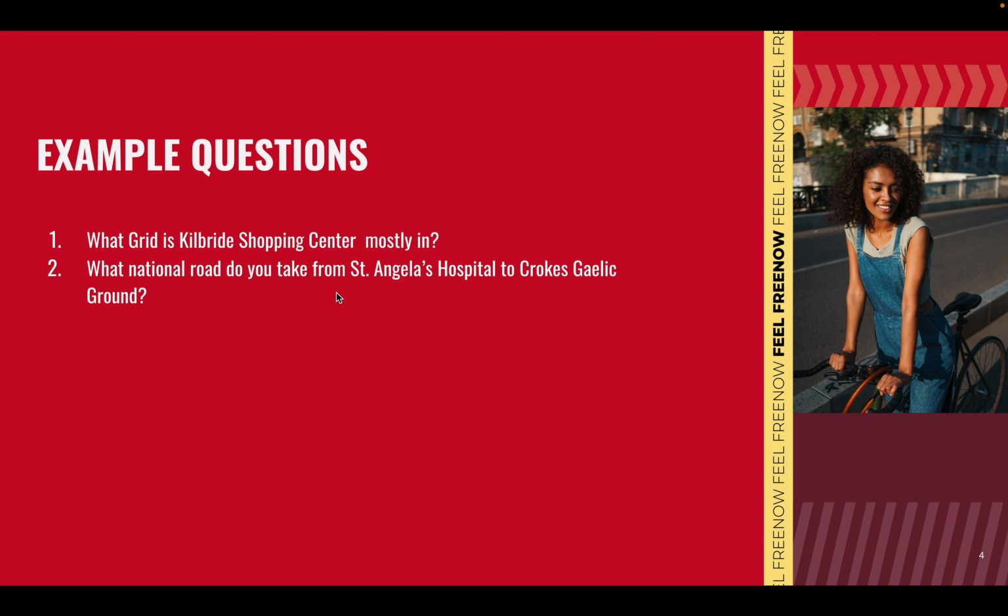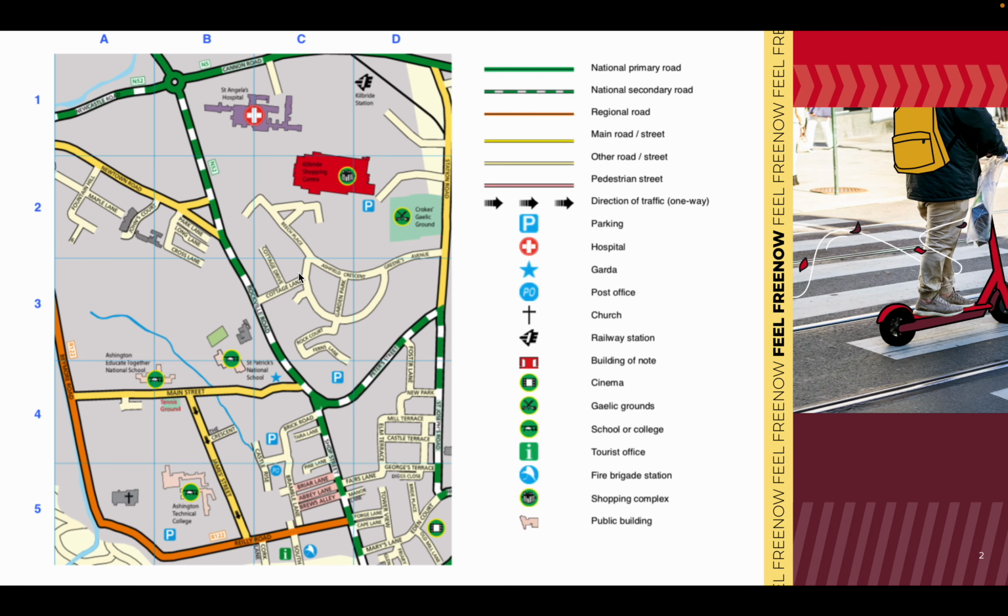What national road do you take from St. Angela's Hospital to Croke Gaelic Ground? Perfect. So we go here. We know that the hospital is the red and white cross, which is here, St. Angela's Hospital. And we look around, so the Gaelic Ground is here with the 2 sticks. If we were in a car, we'd take a right, and then another right down Station Road, which you know is not a national road because it's yellow. So the only national road that we take is N5 here because it's a green road. So the answer is N5.